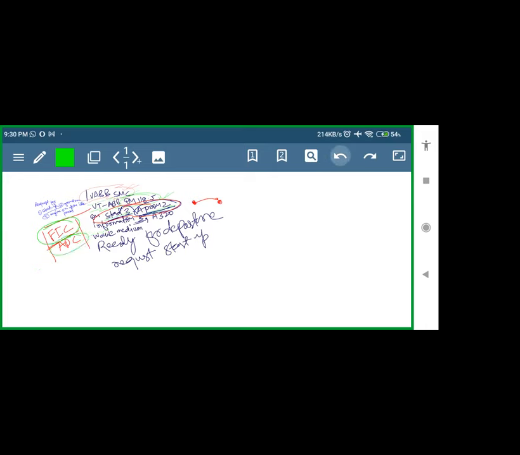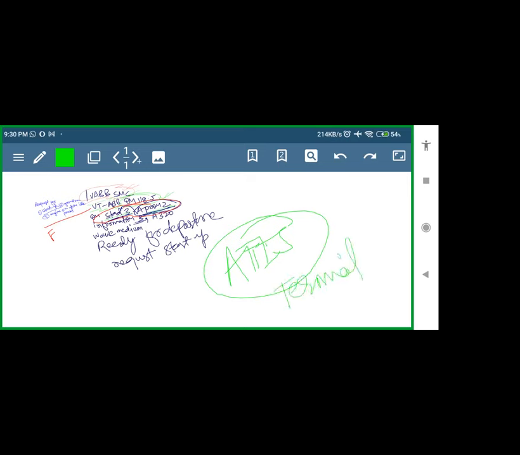Yes. See, while teaching ATIS, I told you, we need not repeat or acknowledge the ATIS information. We need not repeat. Okay, ATIS information is information related to that terminal only. We cannot give acknowledgement anywhere.